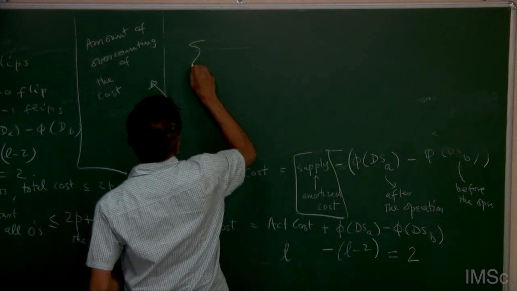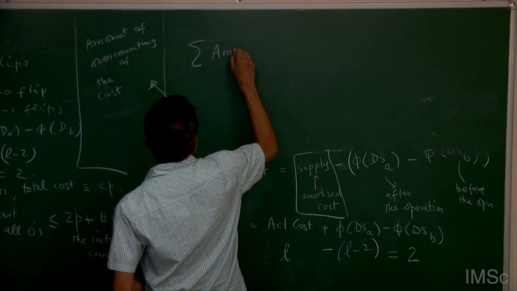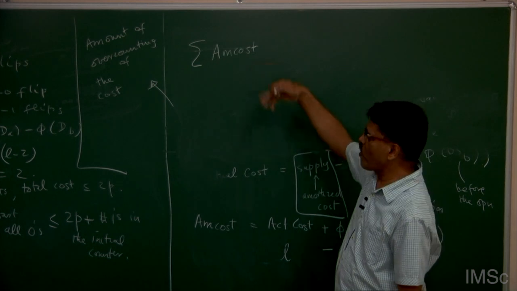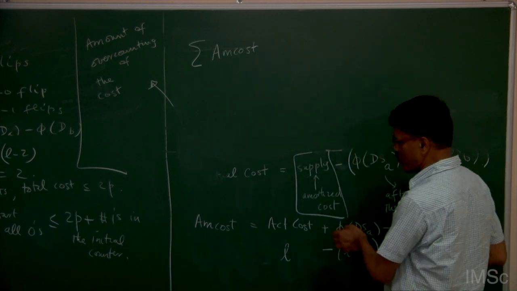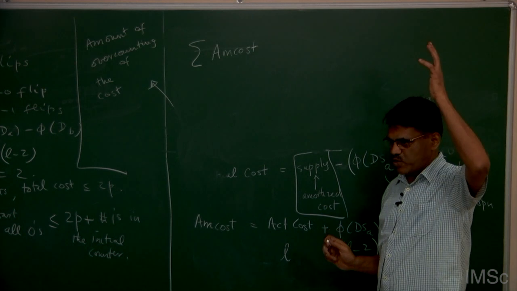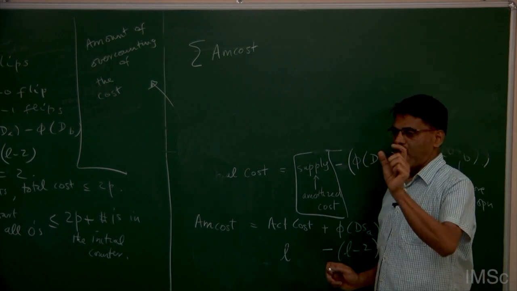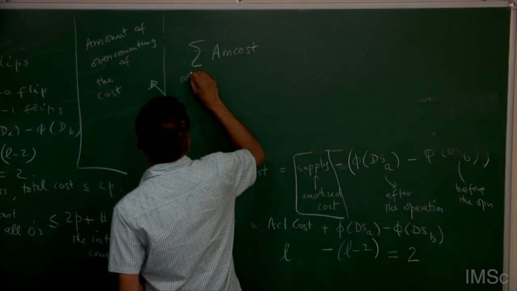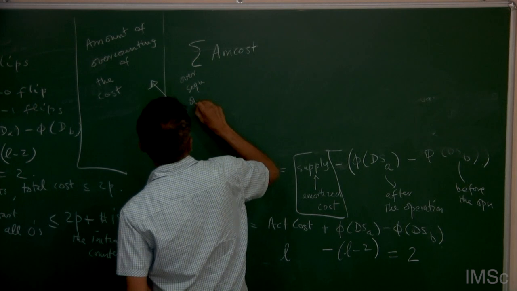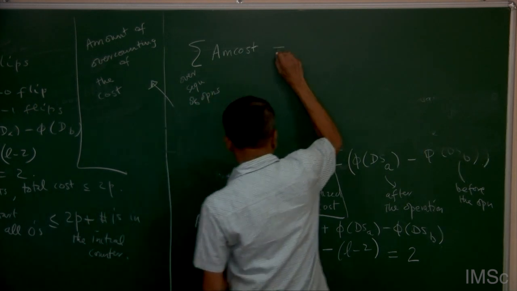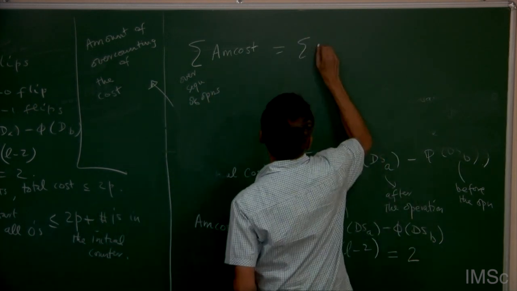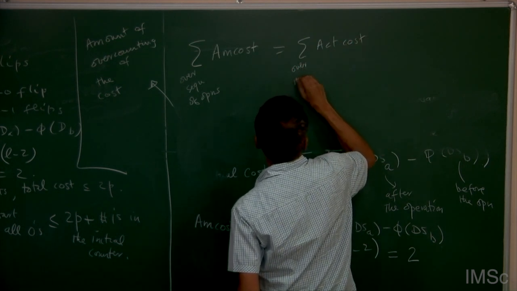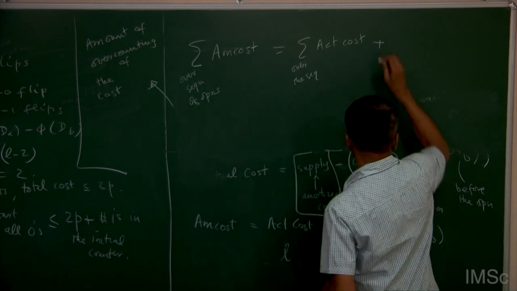So suppose I sum over the amortized cost. This is for an increment. Suppose I do it for all of them, because there is an after and before for each operation. So I do a sequence of these increments and add the amortized cost over all these increments. From this formula, the summation of actual cost plus what happens?